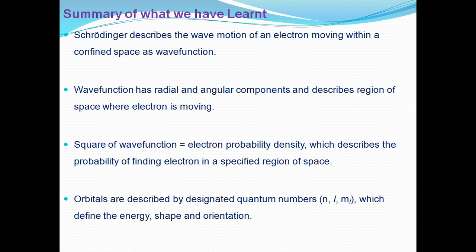And so in summary of what we've learned, the Schrodinger model describes the wave motion of an electron moving within a confined space as a wave function. The wave function is decomposed into the radial and angular components which describe the region of space that the electron is moving in. The square of the wave function is equal to the electron probability density, or the probability of finding the electron within a specified region of space, and this specified region of space defines what we describe as an orbital. These orbitals are different as described by the quantum numbers n, l, and ml, which effectively tell us the energy, the shape, and orientation of these orbitals.